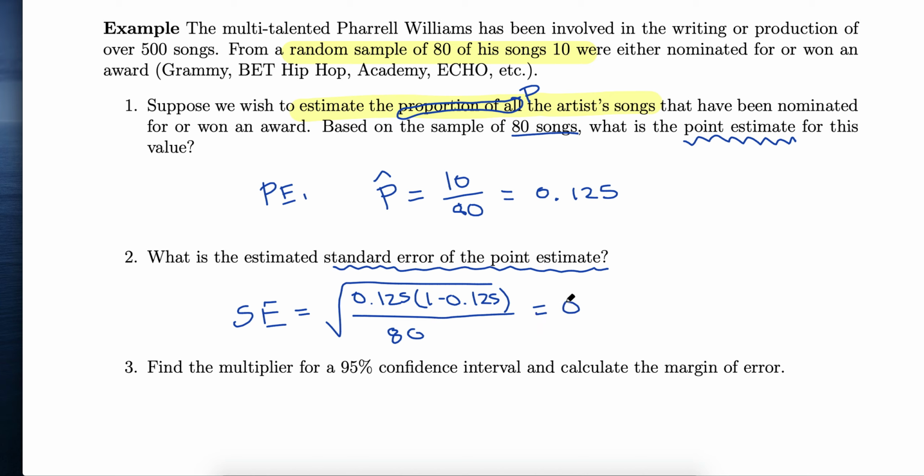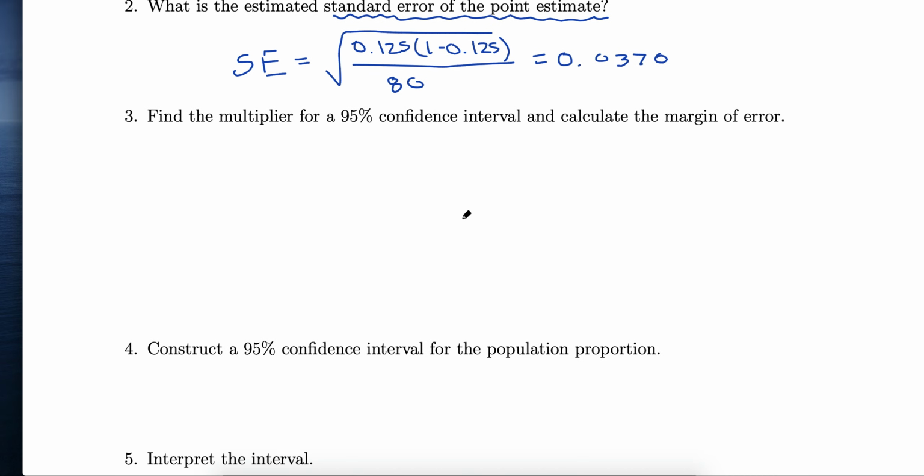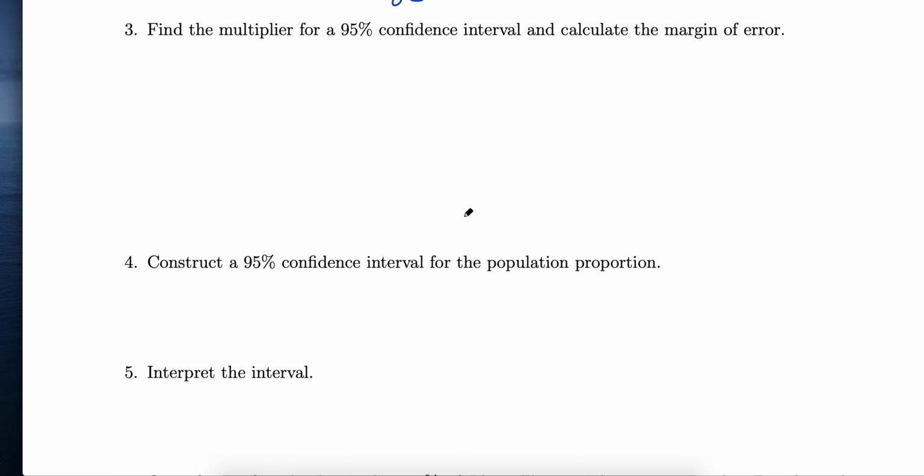If we calculate that, you should get something like 0.0370, rounding to 4 decimals here, just so we all stay consistent. So one sample gave me 12.5% were nominated for an award. I would expect that to vary by about plus or minus 3.7%.